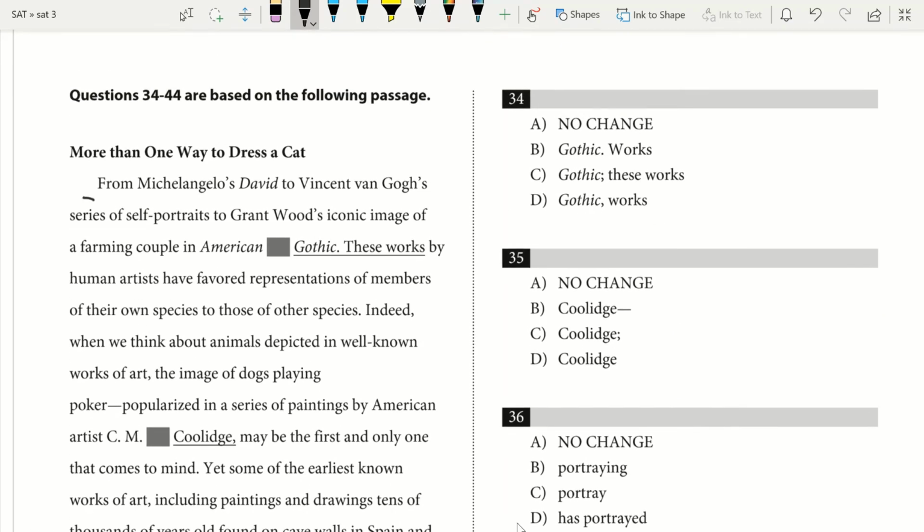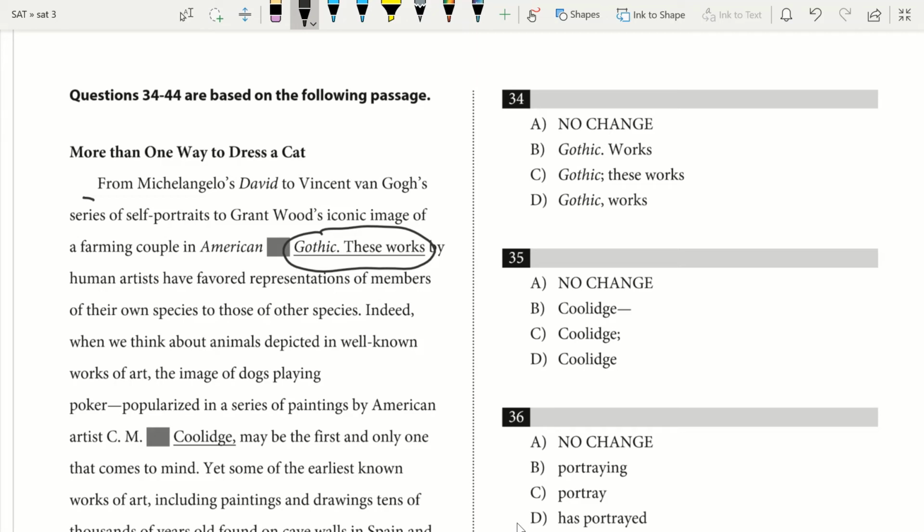Alright, more than one way to dress a cat. From Michelangelo's David to Vincent van Gogh's series of self-portraits to Grant Wood's iconic image of a farming couple in American Gothic, these works, well, when we see the end of a sentence with a period followed by the beginning of the next sentence, we're usually looking for a grammar error or to combine these sentences.